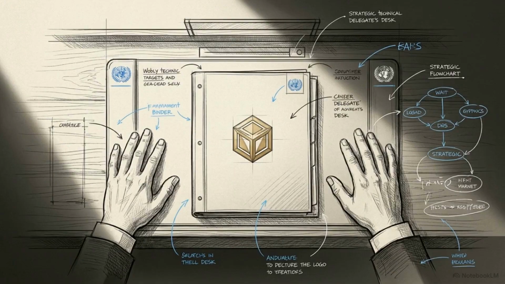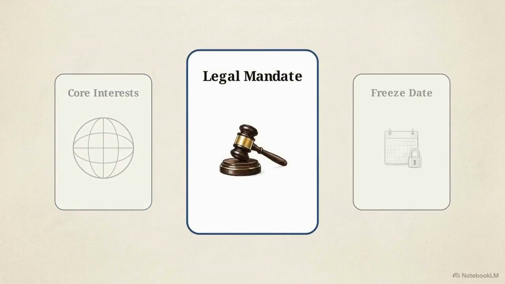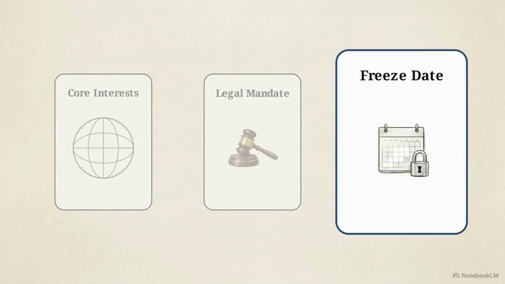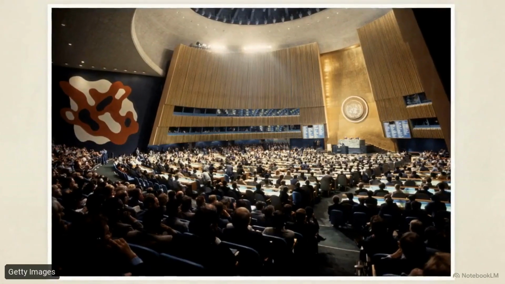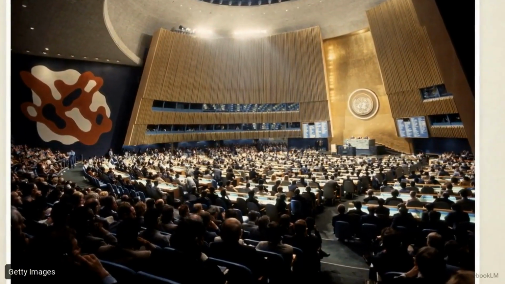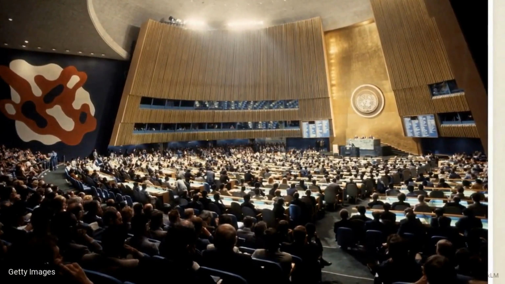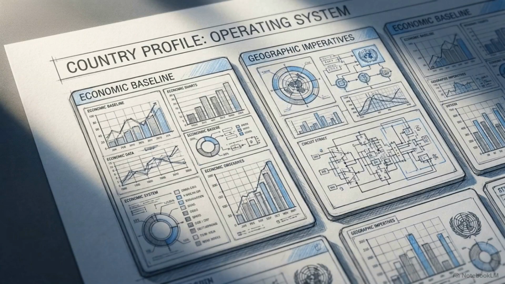Before entering the room, you must secure 3 specific baselines: your country's core interests, the legal mandate of your assigned committee, and the freeze date. This historical cutoff is critical. Citing events that occur after this date undermines your credibility with the chair. Earning a Best Delegate award relies less on individual rhetorical flair and more on your ability to execute a comprehensive institutional strategy. Your first step is building a policy foundation that survives scrutiny.